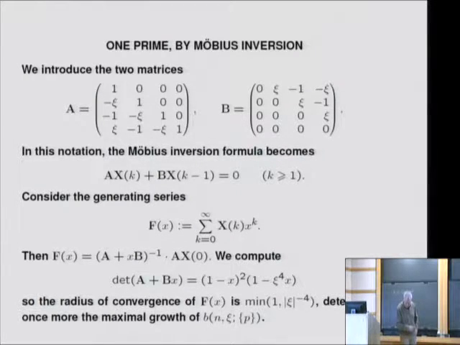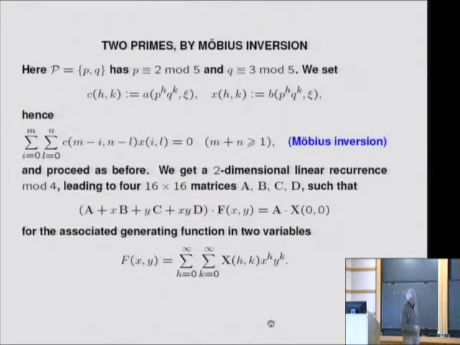Good. Now, since you have had a little discussion, I think I can add 5 minutes to go to the next one: two primes by Moebius inversion. You do the same thing. Let's see how it goes. This time it's a two-dimensional linear recurrence, because I have prime p and prime q. So the matrices will be mod 4 in each direction, so you get 16 by 16 matrices. It begins to get a little big to do by hand.